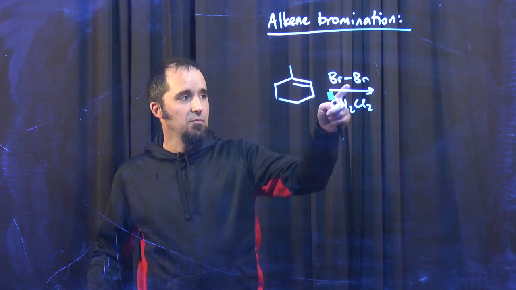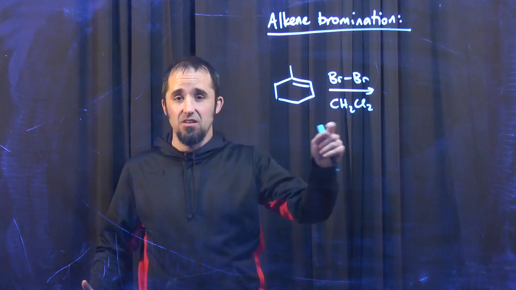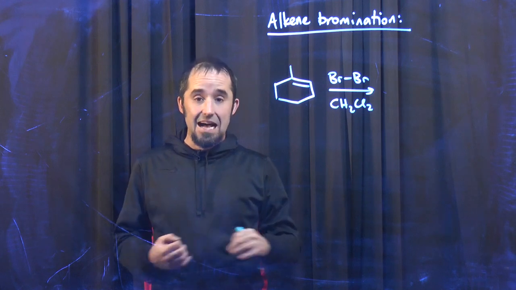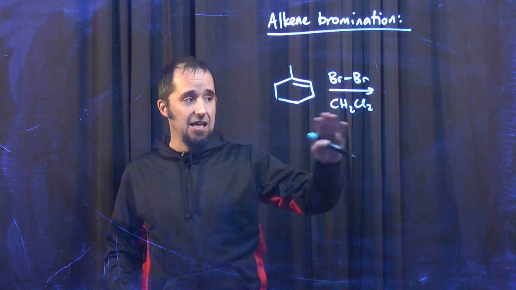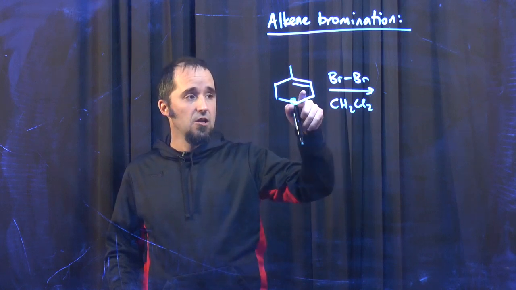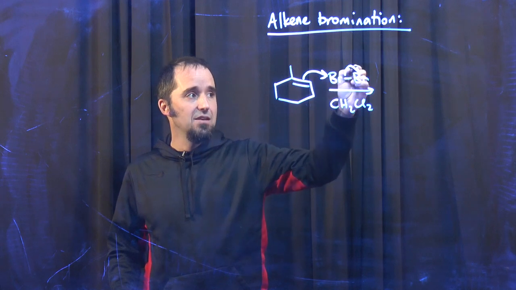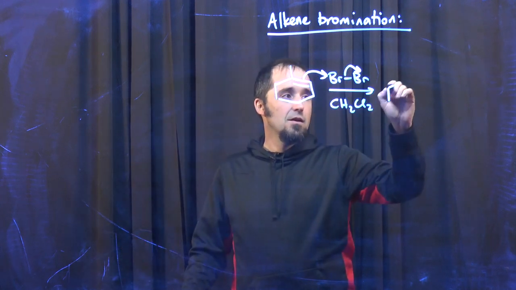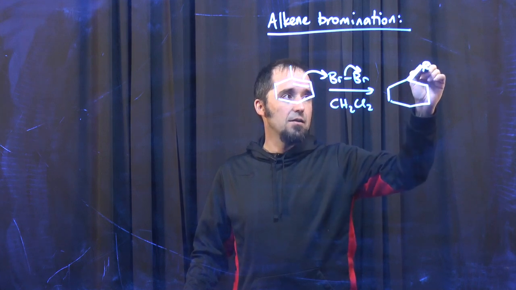Okay, so now let's make it a little more complicated and look at a cyclic alkene. So here's my alkene, here's Br2. Dichloromethane is a good solvent for this reaction. Usually solvents are not going to play a part in this. This is not a nucleophile, so we are not going to use it in any way. Here's my alkene nucleophile going to make a bond with bromine and get some bromonium ion.